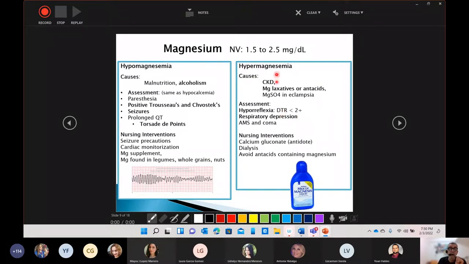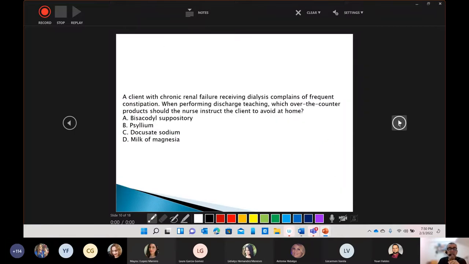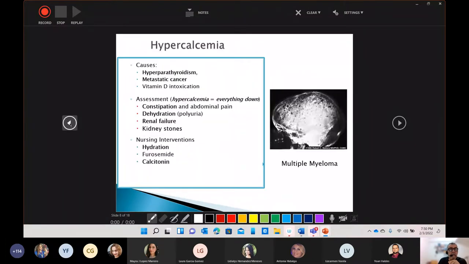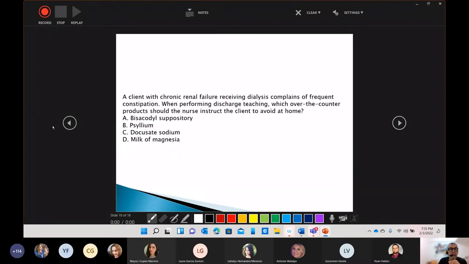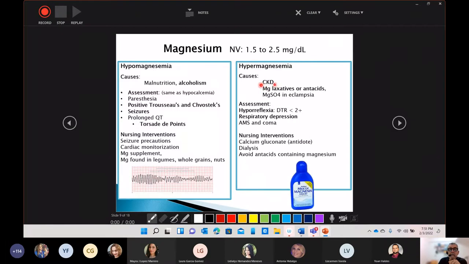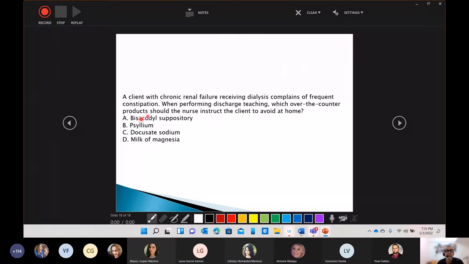Another cause of hypermagnesemia is renal failure and patients who abuse milk of magnesia as a laxative. Interesting comment. A client with chronic renal failure receiving dialysis complains of frequent constipation. So, renal failure: what problems does it have? Hyperkalemia and hypermagnesemia. So what are the two electrolytes to monitor in renal failure? Potassium and magnesium. Yeah. So a client with chronic renal failure receiving dialysis complains of frequent constipation.